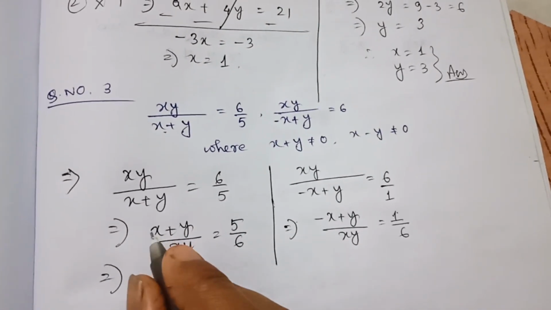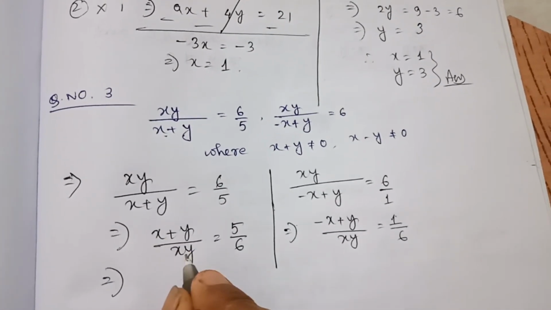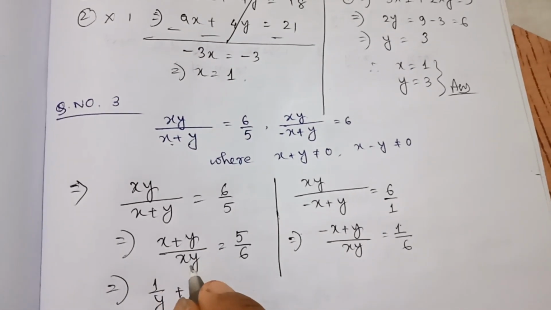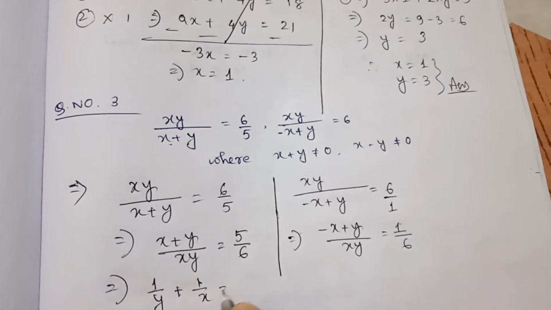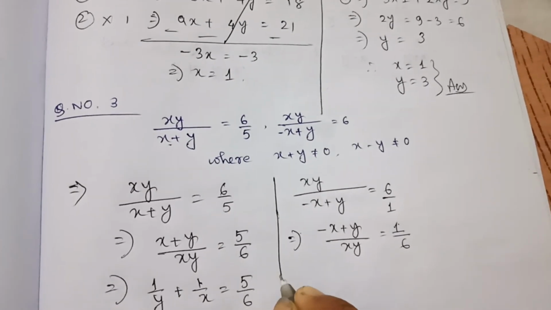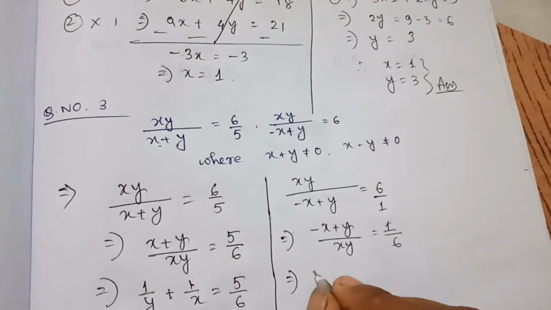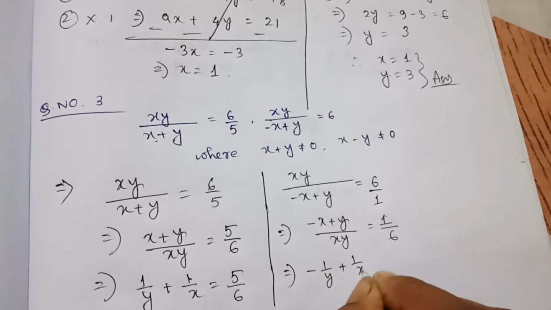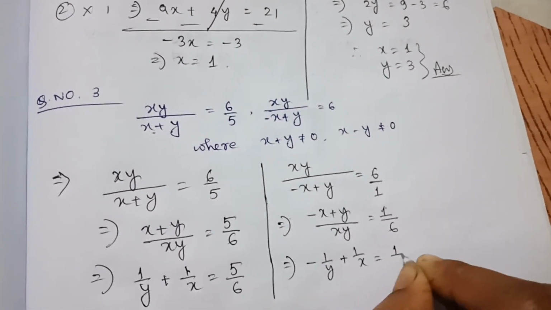This one we are just making individual. x by xy, that means 1 by y. y by xy, that means 1 by x, equals 5 by 6. And this one, minus 1 by y plus 1 by x equals 1 by 6.